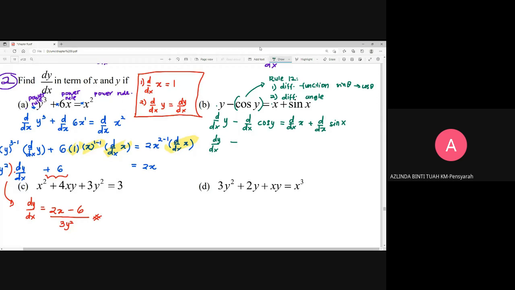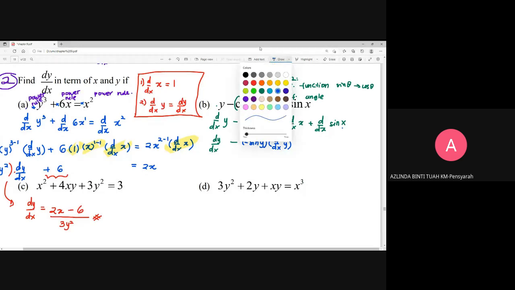Okay, jadi dekat sini, what do we have? We have cos y. So, differentiate cos dahulu. Differentiate cos is negative sign y. Dia punya cos theta, sin theta. Okay, step yang kedua, differentiate angle. Okay, seterusnya, step yang seterusnya kita akan differentiate x.